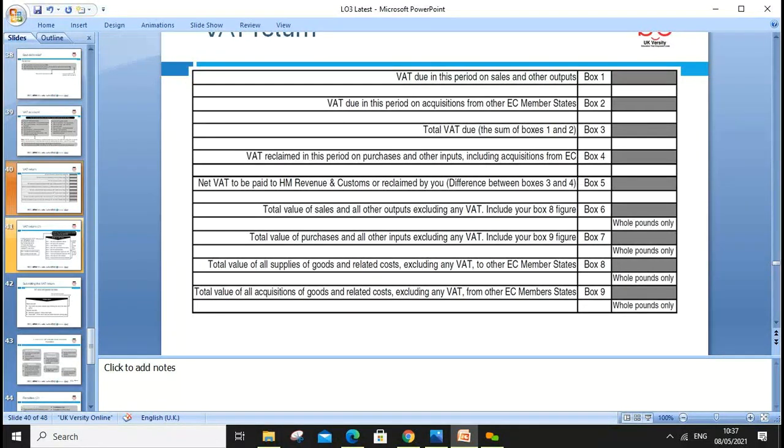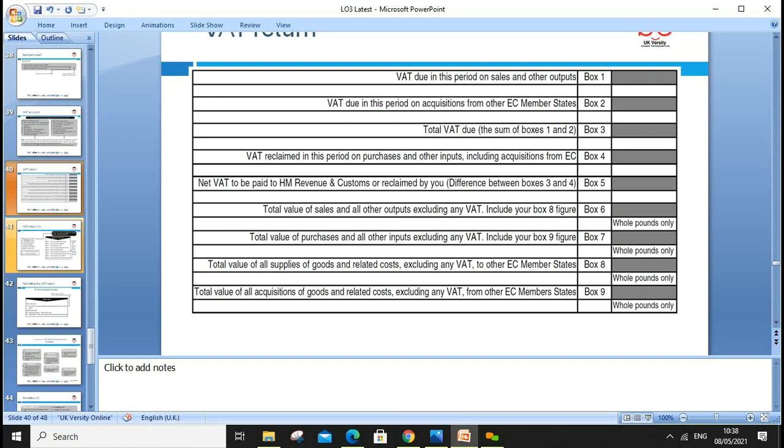The VAT due is the sum of boxes 1 and 2. If you add them, that's equal to box 3. Then we have box 4, VAT reclaimed in the period on purchases, so that's the input VAT. If you have EU acquisitions, you include the acquisition figures here as well. It makes no difference, but by law you have to include the same VAT figure in box 4 as well. Then box 5 is the difference between box 3 and box 4. If box 3 is higher than box 4, then you have a VAT liability to pay to HMRC.